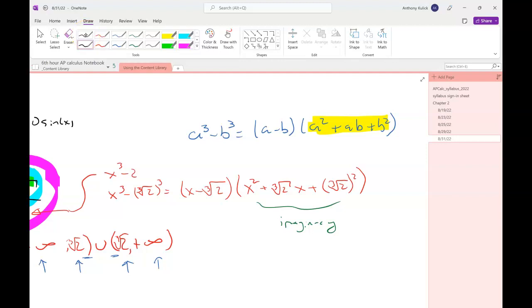Cool. Remember that. And the same thing goes for if this is the sum of cubes. The only thing that changes are the signs, but all the results stay the same. So still just one real solution for that.